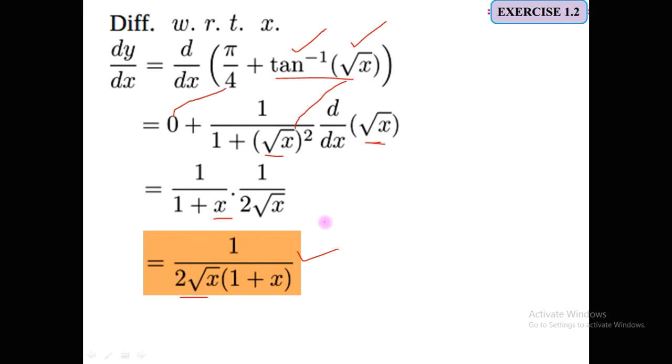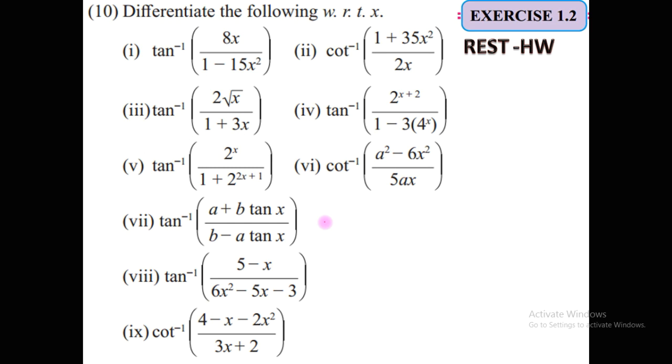We have done this 9th sub question. Next time we will do this 10th one. By the time you try doing the sums from this, I will give you a hint that tan inverse of x plus y upon 1 minus xy is equal to tan inverse of x plus tan inverse of y. You may use this rule and try to solve these sums for the homework.